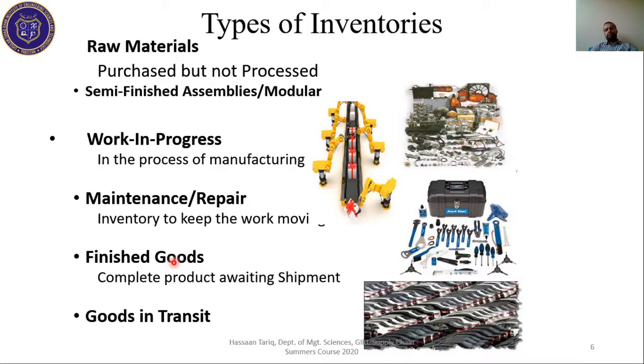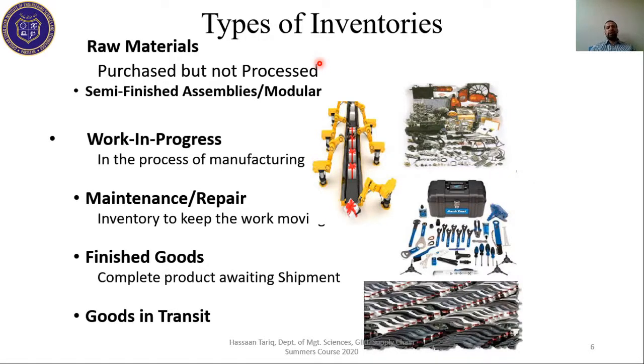We have many types of inventory. The first one is raw material. We define raw material as something that has been purchased but not processed. Say I need to make a car body frame. Aluminium is my raw material that has been purchased by the organization from the suppliers, but until we make that into a car frame, we cannot say that it's in the next shape. Until then, it's raw material.